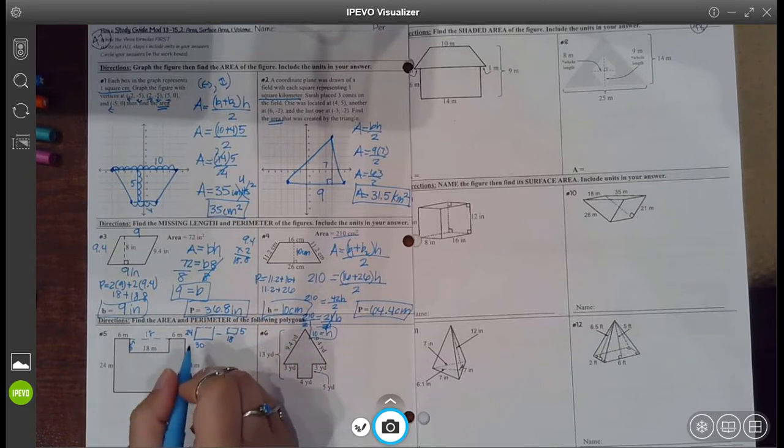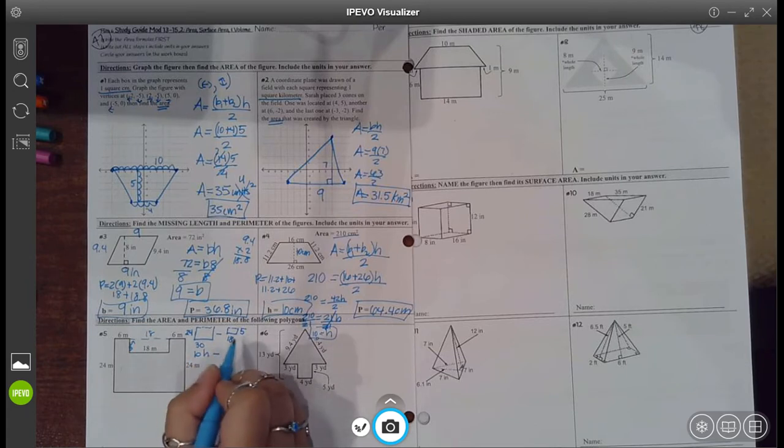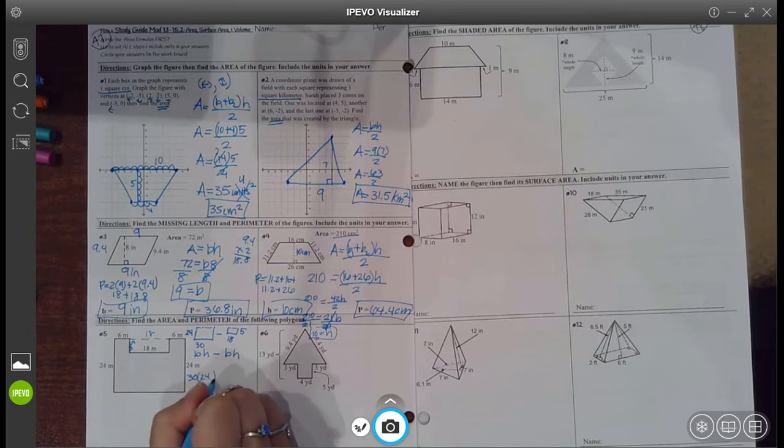Okay, so you have 24 times 30, because the formula for a rectangle is base times height. So 30 times 24 minus this little one, which is 18 times 5. Well, 30 times 24 is 720, and 18 times 5 is 270. When you subtract those, you get 450. 450 what? Meters squared, because we are solving for the area.